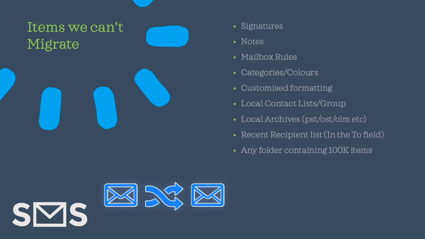And we also can't migrate any folder containing more than 100,000 items because the service doesn't support anything over 100,000 items per folder. So if you do have over 100,000 items in a folder, we recommend that you split that down into another subfolder. I always advise people to keep it to about 95,000, something like that. That's more than enough room, and then you won't have any issues at all. So they're just some of the things that we can't migrate, I'm afraid.